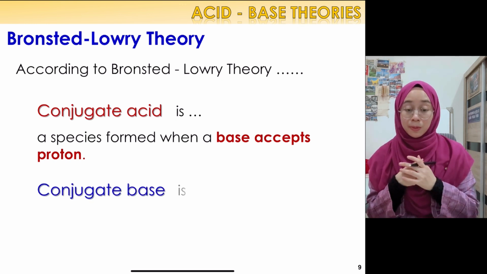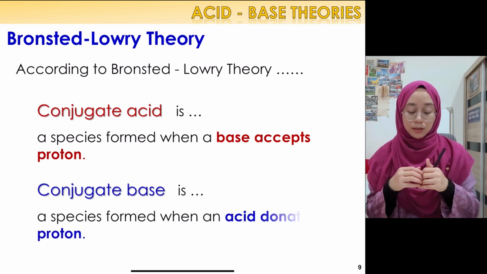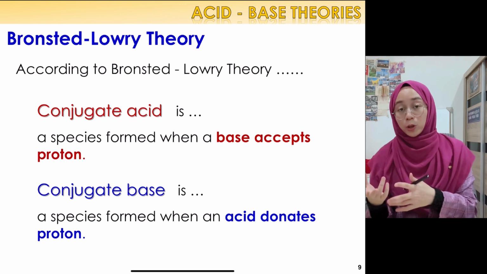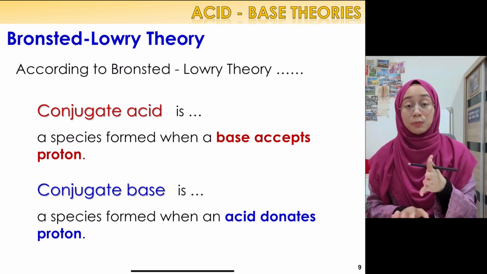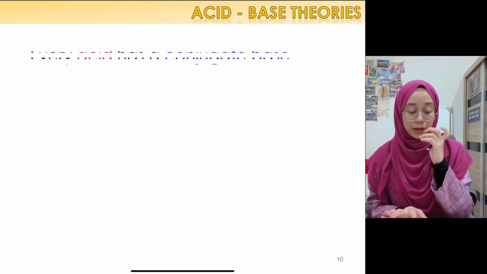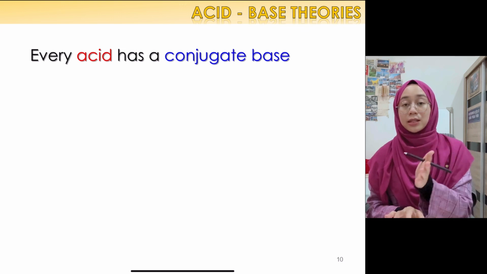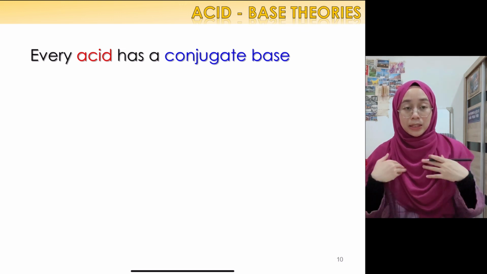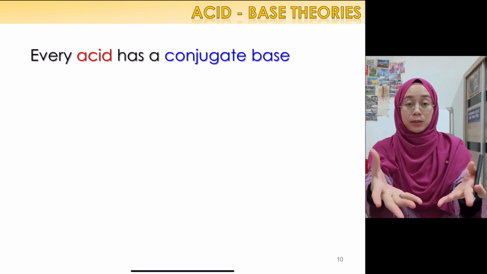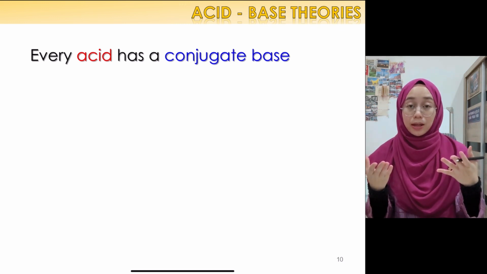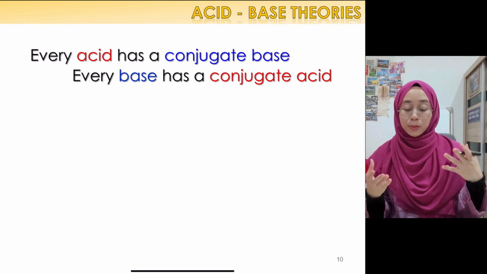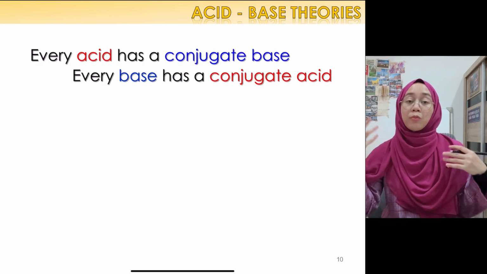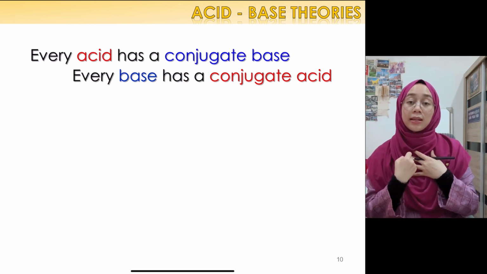Meanwhile conjugate base apa pula? Conjugate base is a species formed when acid donates proton. Okay, jadi kita terus tengok example lah supaya lagi faham. Okay, so every acid has its conjugate base, sebab the moment lepas acid tu donate dia punya H plus, dia dah jadi conjugate base. Okay, so every base pula has a conjugate acid, because the moment dia accept pula H plus, diri dia akan jadi conjugate acid now.